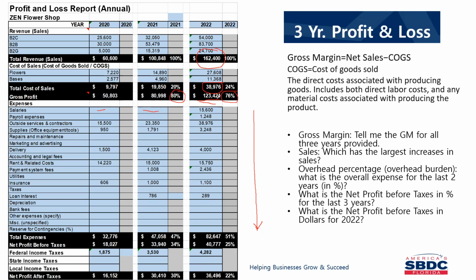Even though it's coming down, why is it coming down? Maybe some of the products she bought are starting to cost her more money, or she's giving discounts. We don't know exactly, based on this number, why she's dropping from 80 to 76. But she dropped. That means either she's giving more discounts or some of this is costing her more money. And these are the areas that you can control as a business owner.